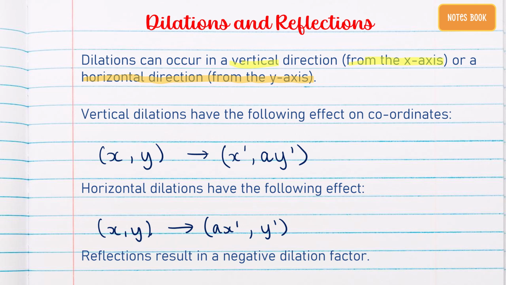If we had a reflection, that would just mean we had a negative dilation factor, right? So that means that instead of ax, it would be negative ax prime or negative ay prime. Okay, so reflections are quite literally having just a negative dilation factor as opposed to a positive one.